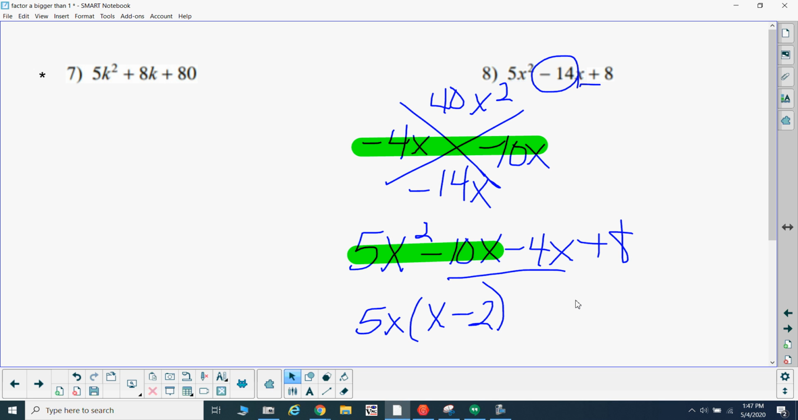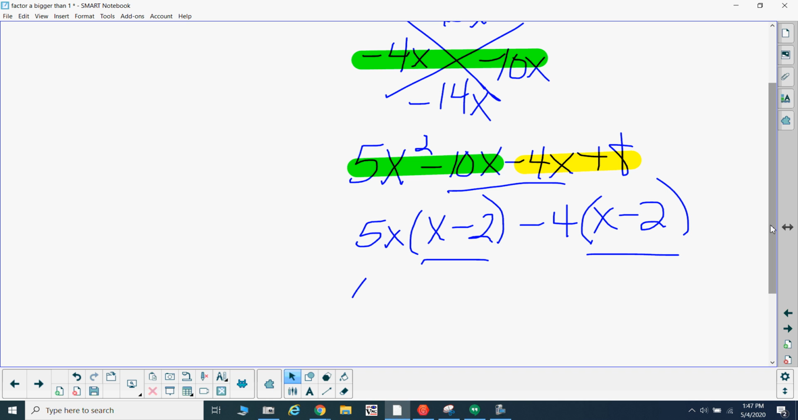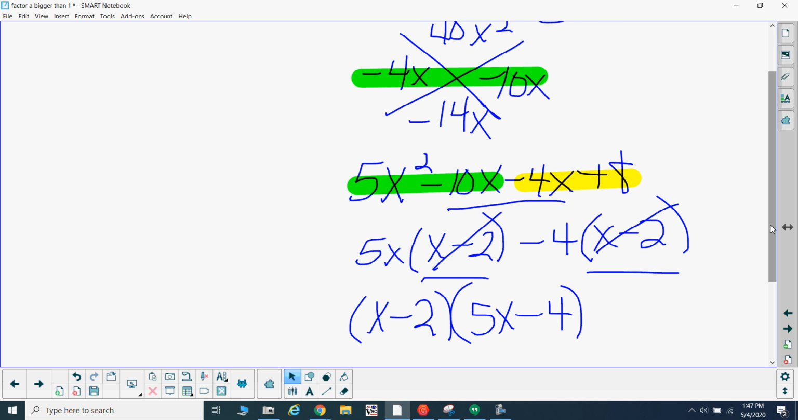And between these two, I can take out a negative 4, and if I do, I get an x minus 2. And these should be, and are, exactly the same. So if I have those two that are exactly the same, I can factor one of them out. x minus 2 I'm going to factor out. If I take it out of this term, I just have 5x left. If I take it out of this term, I have minus 4 left. So there's my two factors by grouping.